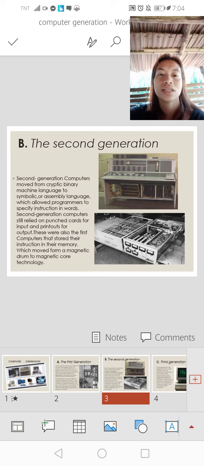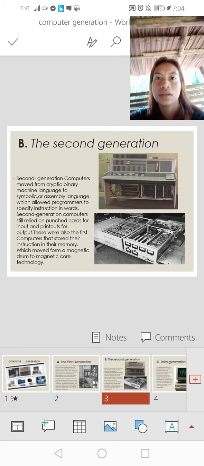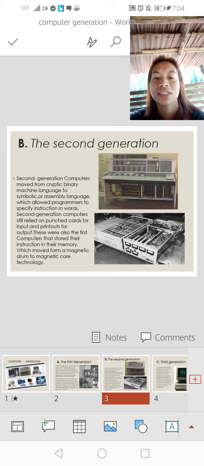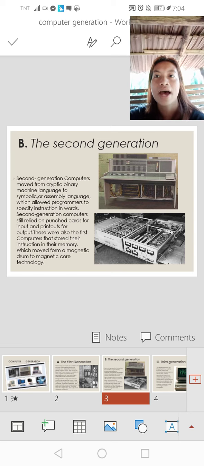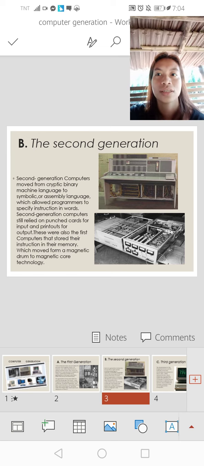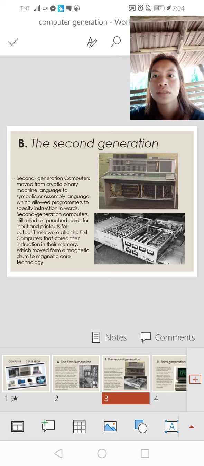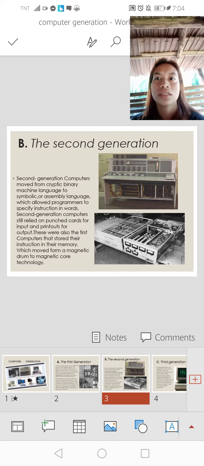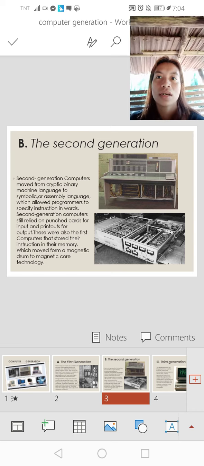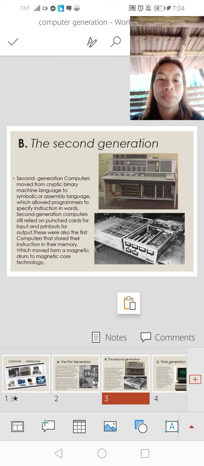The second generation computers used transistors and were smaller and faster than first generation computers. Examples of second generation computers are IBM 7090 and CDC 1604.